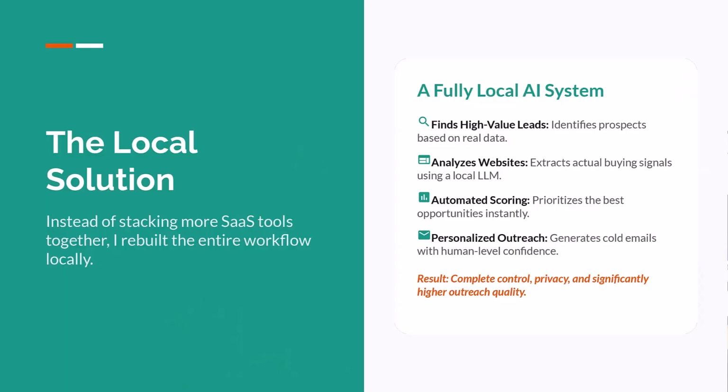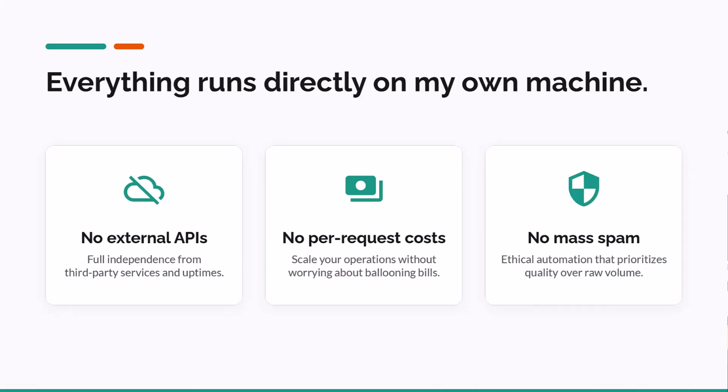So instead of stacking more SaaS tools together, I rebuilt the entire workflow locally. I created a fully local AI system that finds high-value business leads, analyzes their websites, extracts real buying signals using a local LLM, and scores opportunities automatically. And of course, generates personalized cold emails I can actually send with confidence. No external APIs, no per request costs, no mass spam automation. Everything runs directly on my own machine.